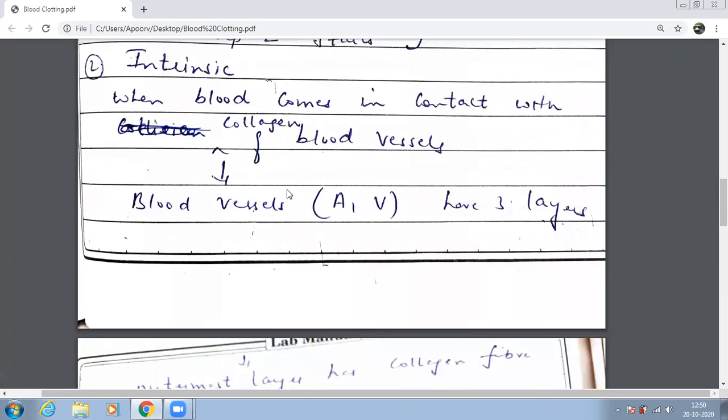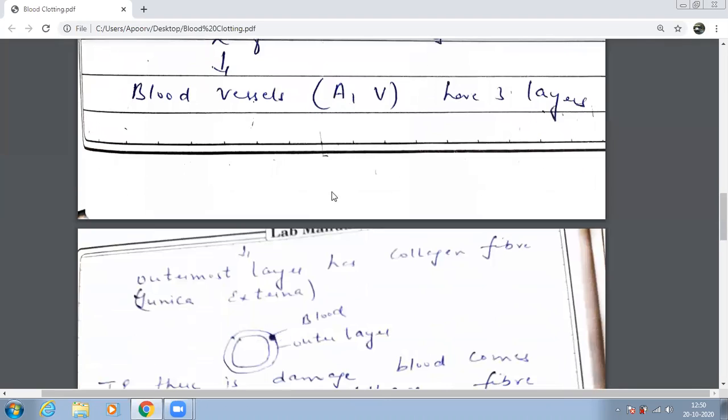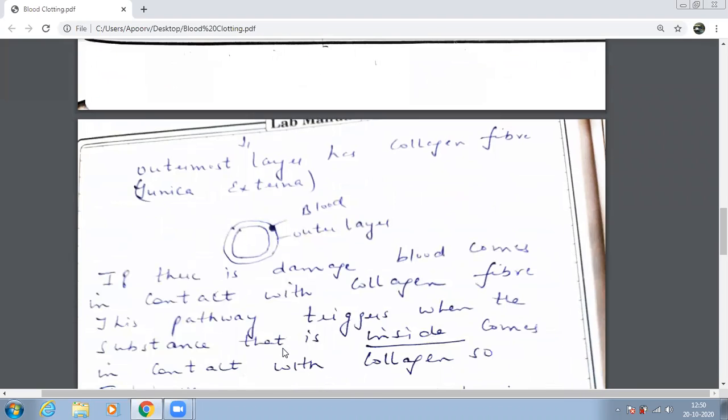See beta, listen to this. Blood comes in contact with the collagen of blood vessels. Here you have blood. Supposing there is an injury and the blood inside has come in contact with whom? It has come in contact with the collagen. And collagen is present where? It is present in the outer layer of the blood vessels. So if there is damage, blood comes in contact with the collagen fiber. So this pathway will trigger. When will this happen? Something which is inside comes in contact with the collagen. What is that something inside? It is blood. What is coming in contact with the collagen?